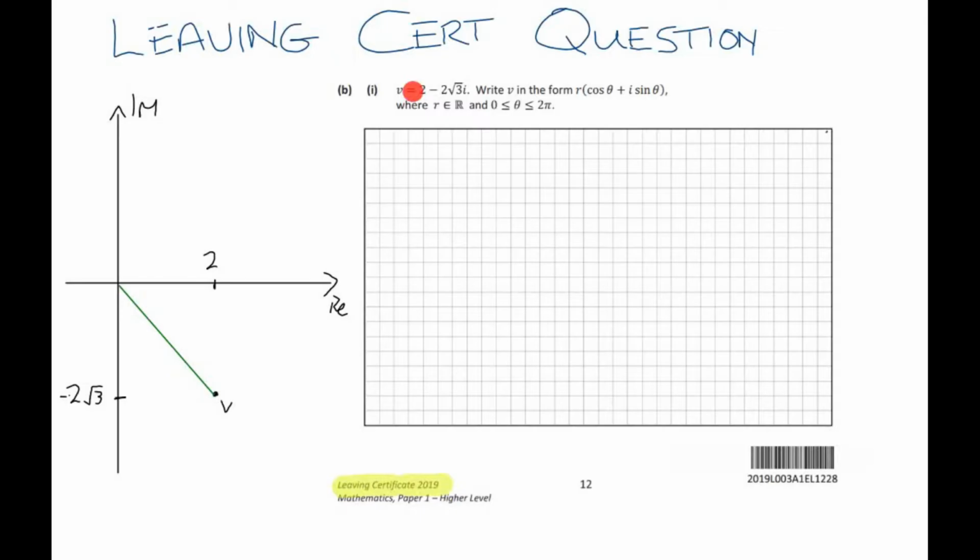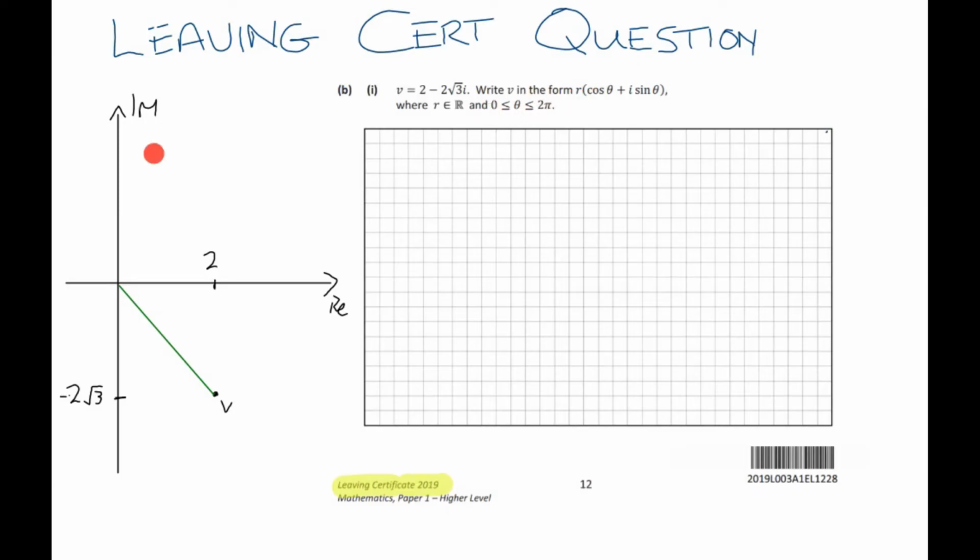This time they've decided to use v as their complex number here. So saying v is equal to 2 minus 2 root 3i. But you need to write v in this form here, which we now know is polar form. So where r, which is the modulus here, must be a real number of some sort, and theta, the angle, must be between 0 and 2 pi.